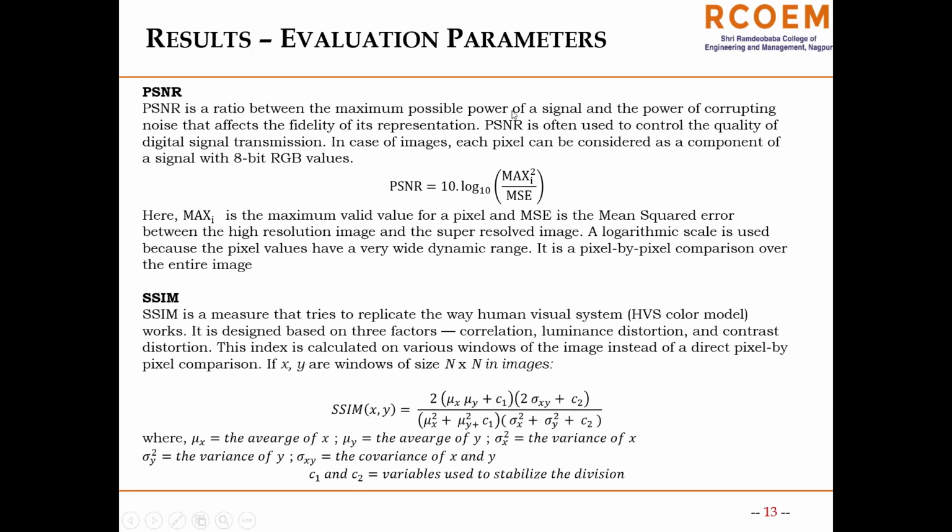So the result evaluation parameters are PSNR and SSIM. PSNR is the ratio between the maximum possible power of a signal and the power of corrupting noise that affects the fidelity of its representation. So this is the formula to calculate the PSNR value. And this is SSIM. It tries to replicate the way the human visual system works. So this is the formula for calculating the SSIM value, and based on these parameters, I have shown my results.